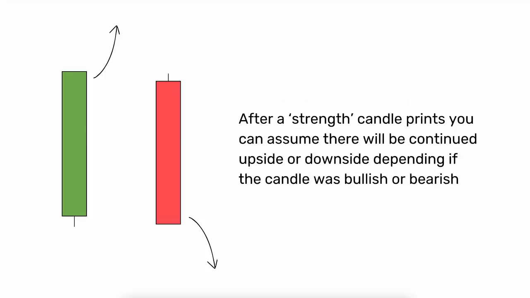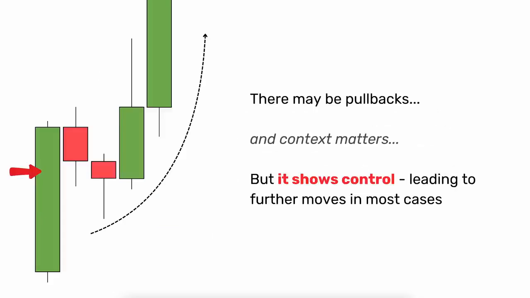And after a strength candle like this prints, you can assume there will generally be continued upside or downside, depending on if the candle was bullish or bearish. Now, there will be pullbacks, and of course context matters, which we'll get into soon, but ultimately it shows control, leading to further moves in that direction in most cases. When we see these strength candles, we know 2 things. Number 1, we want to move with the strength. Number 2, we want to make sure that we don't trade against it. Very simple for getting good trades and avoiding bad ones.